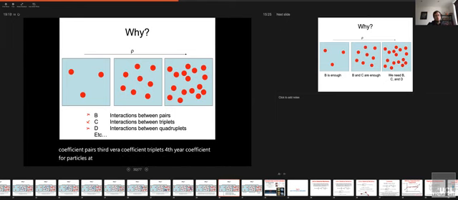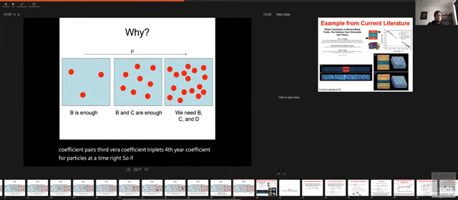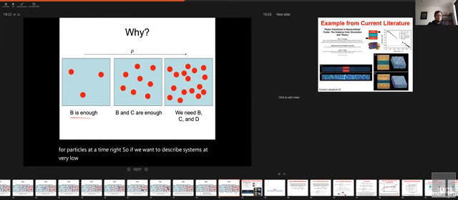All right? So if we want to describe systems at very low density, the second virial coefficient will be enough. But then at intermediate densities, we need the second and third virial coefficients. But if we want to go to larger densities, we will need second, third, fourth, and eventually fifth, and so on, virial coefficients. All right? So that's the reason why this equation of state is attractive, because there is a clear meaning of what those parameters look like.